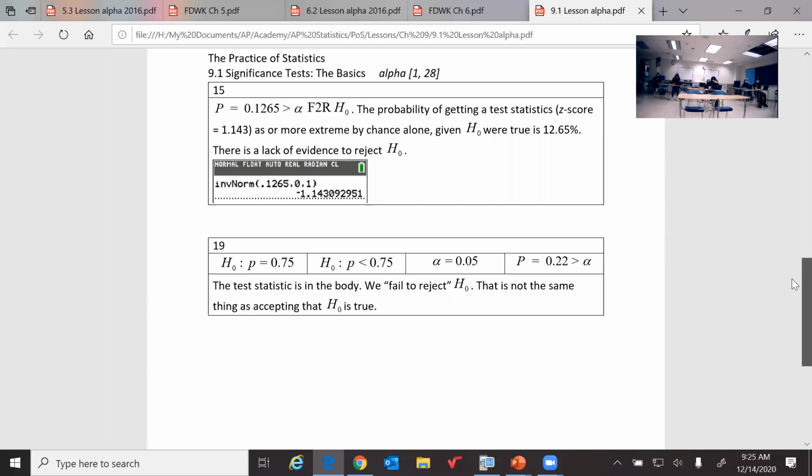And then, I worked backwards and said, you don't need to do this. Inverse norm: 0.1265 is the area of the curve. I get a z-score of negative 1.143. That's where the curve gets marked up, for 68%. There's a lack of evidence to reject the null. So here's our null, that should say H0, and HA is your alternate. That's your alpha level. Our p-value is greater than the alpha level. F2R.